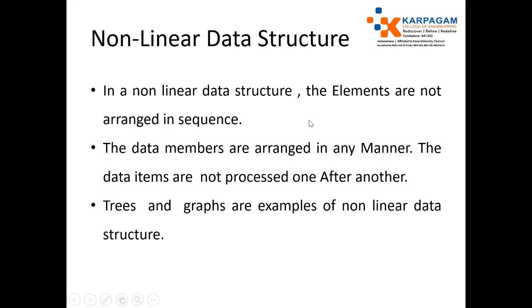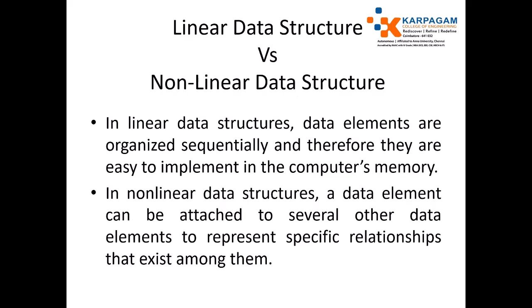In a non-linear data structure, the elements are not arranged in a sequence. Please understand that elements are not arranged in sequence or one after another. Based on the relationship only we are accessing the data. The data members can be arranged in any manner. The data items are not processed one after another. Trees and graphs are examples of non-linear data structures. We are not processing the data one after another. Based on the relationship only we are accessing the data. Tree and graph come under this particular category, that is, non-linear data structure.